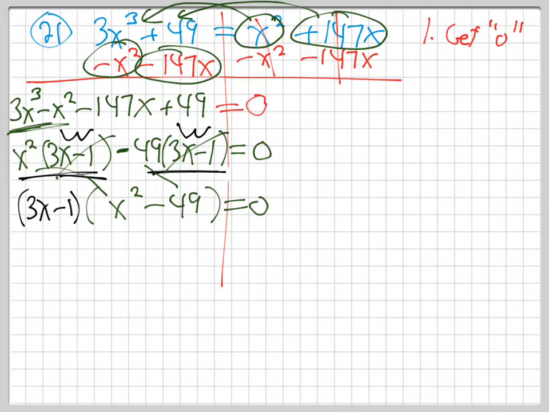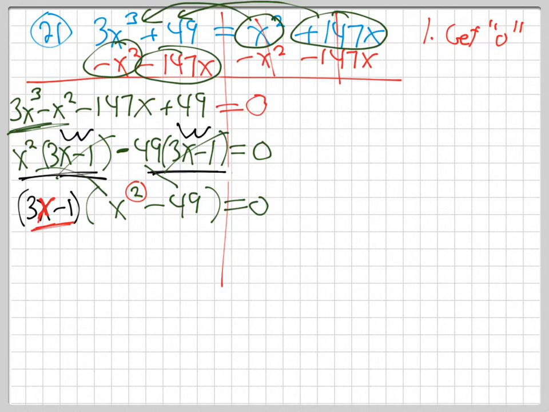Where should my eyes go? What should I look at and think about further? X squared. Yeah, that x squared. Right? I think, ooh, can that break down again? Because that's a higher power. I don't even think about the 3x minus 1. That's just regular x to the first power. That's not doing anything. He's done. But that x squared minus 49, what's he?